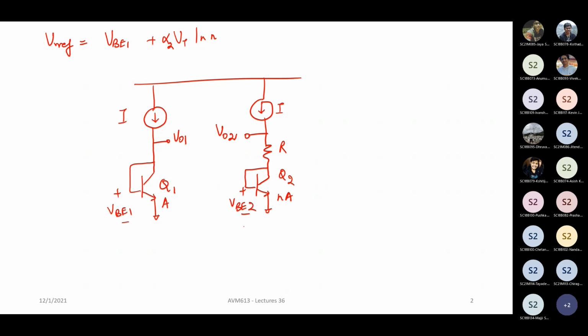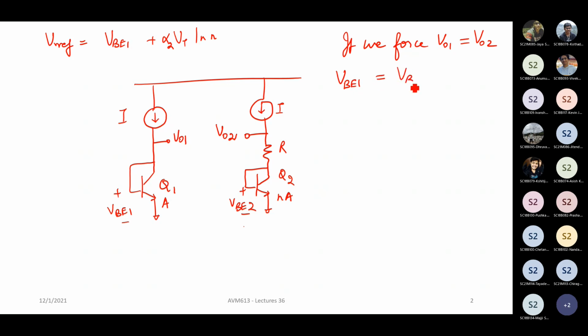Okay. Now, if you look at this one, and then if we somehow force VO1 to be equal to VO2. We will see how to do this, how to force those two voltages to be the same, that we will take care of a little later. But suppose by some mechanism, we take these two voltages, VO1 and VO2, and make them both equal. Then what is happening here?